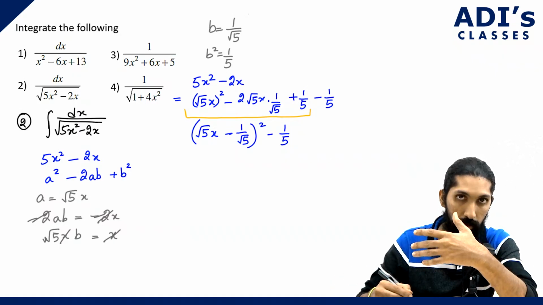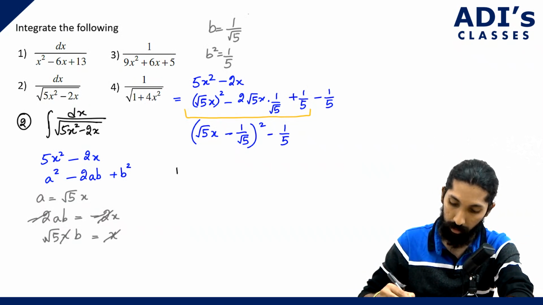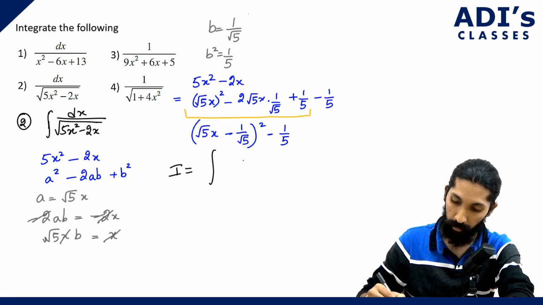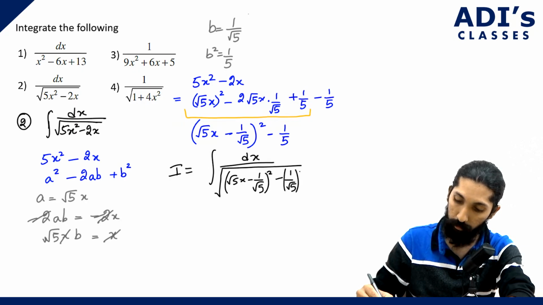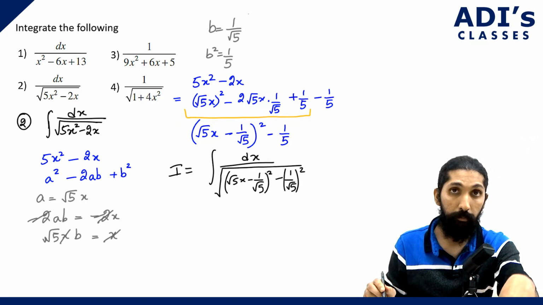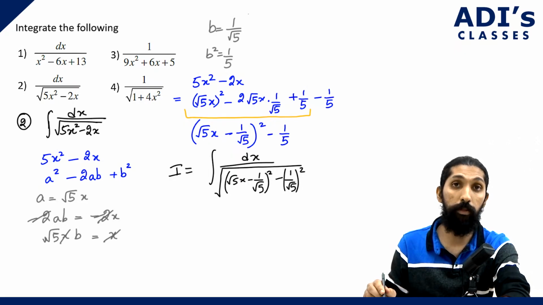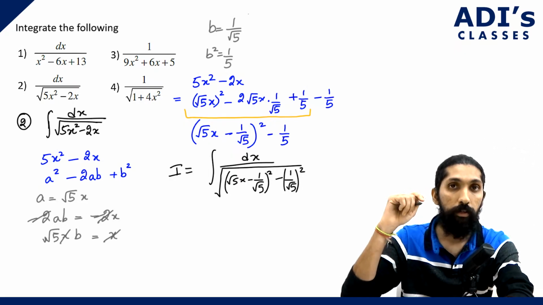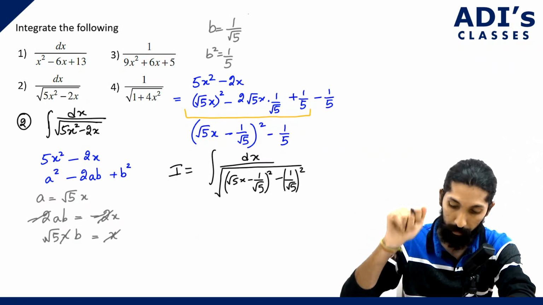So let's put it across the formula, the problem. All right. So integration I is equal to integral of dx over root of (root 5x minus 1 by root 5) whole square minus (1 by root 5) whole square. This is of the form 1 by root of x square minus a square. If you all remember the formula, it is log of x plus root of x square minus a square plus c. Correct? We have to apply that.